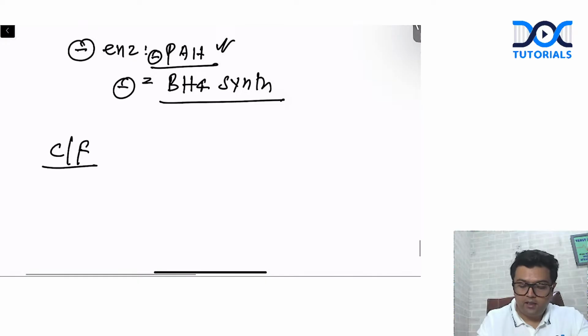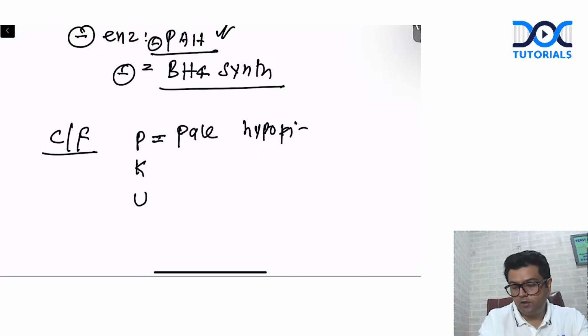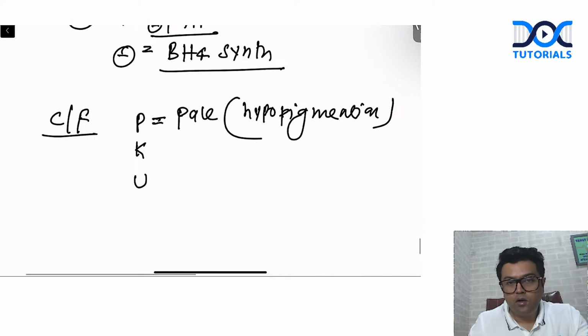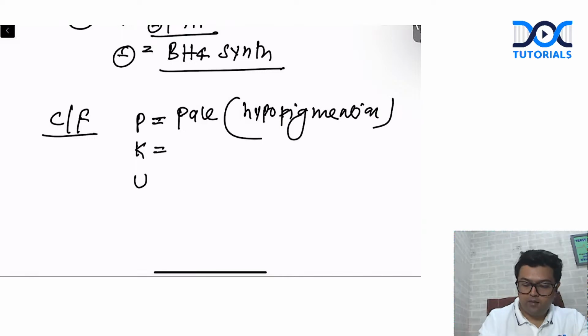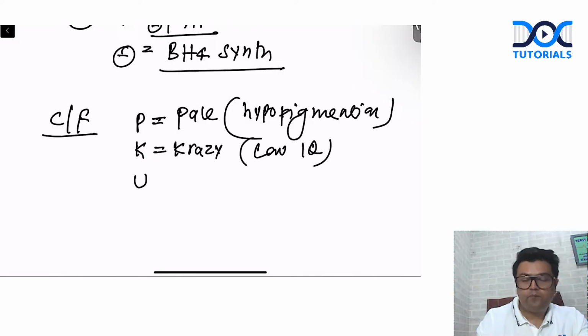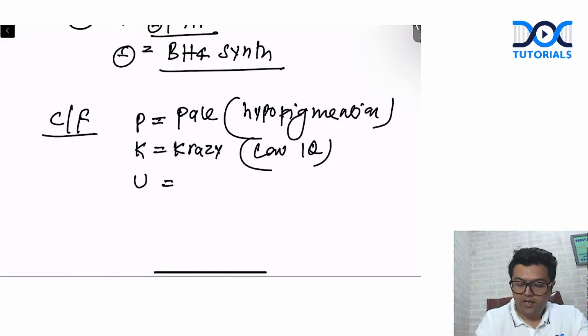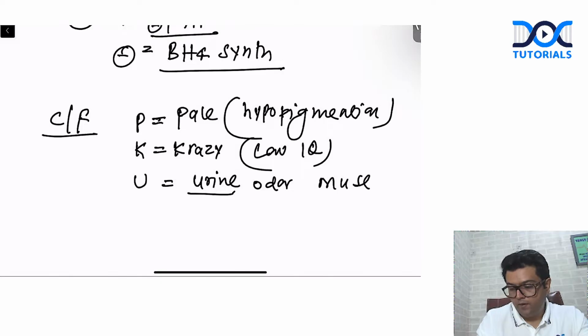So the first clinical feature you can remember like this, PKU. Just to remember, P stands for pale. Pale simply means hypopigmentation. I'll explain this, hypopigmentation. Check the spelling if it is wrong. So pale, then K, we can remember like this, crazy. That is low IQ. Okay, right? In this case, crazy simply means low IQ. And the urine has an abnormal odor. So urine odor, which is musty or mouse-like.